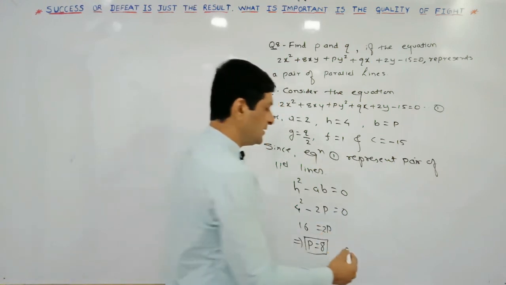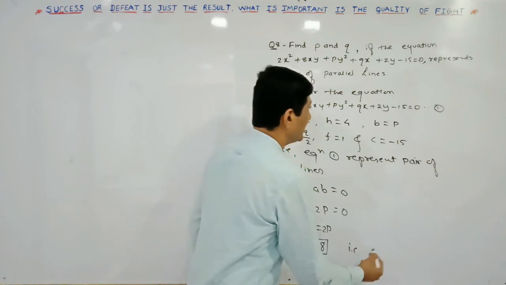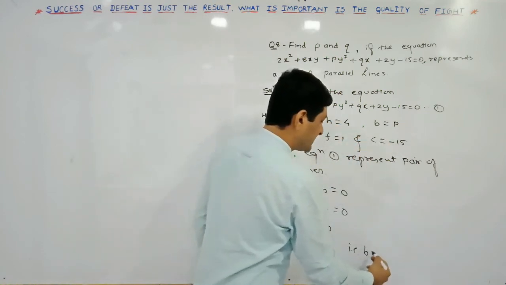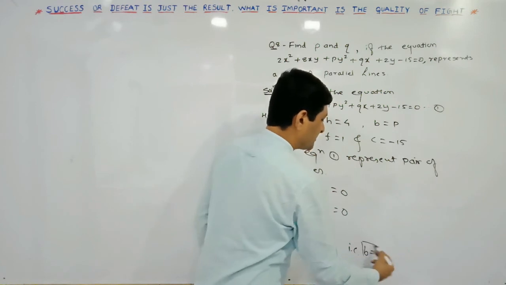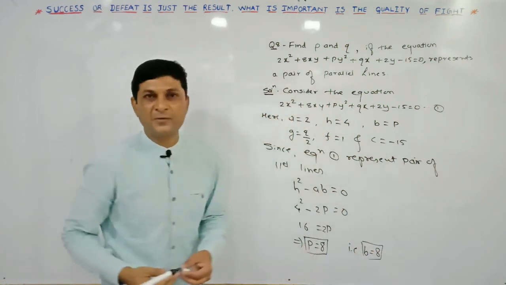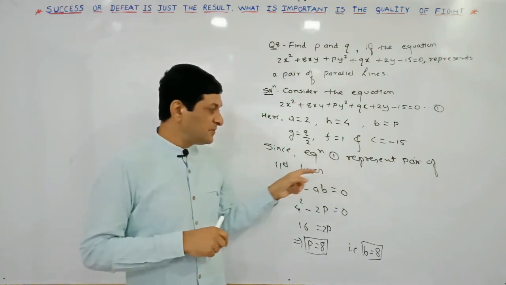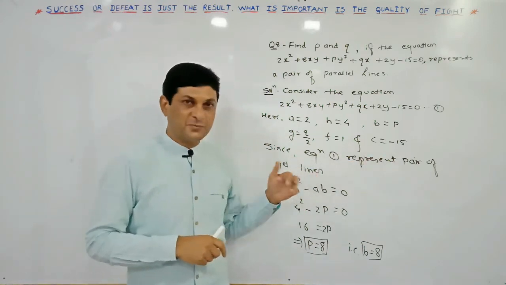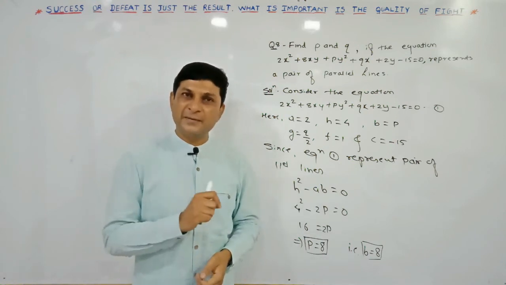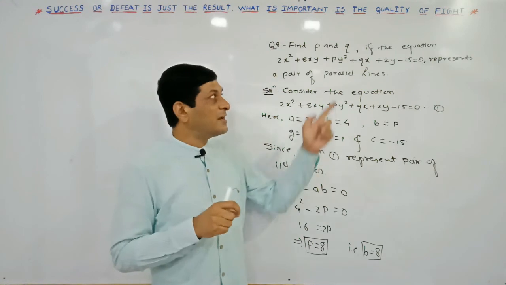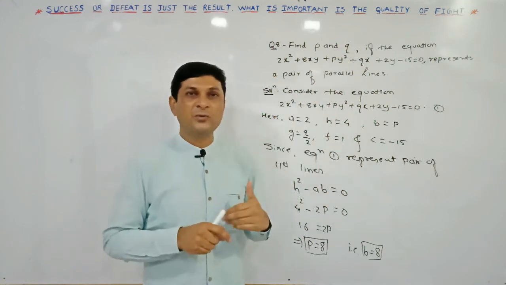Once the value of p is known to us, but p means what here? p is nothing but b. So we can say that b is equal to 8. So in this way we have got our first required value. Since here the lines represented by equation first are a pair of lines, means again we can say that the value of the discriminant, means determinant, will be equal to 0. Using this condition we are able to find out our second required value q.